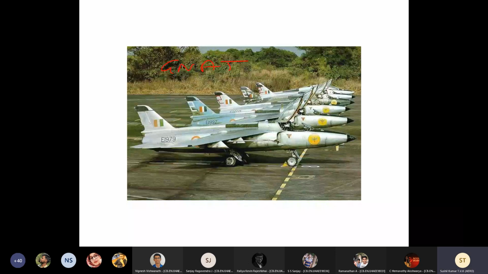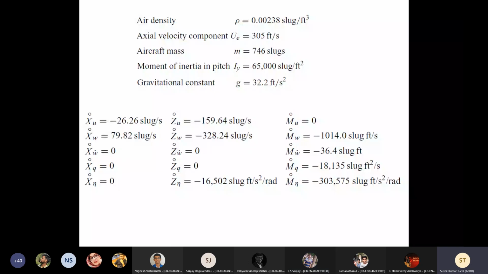For this starfighter, this is the data given. I think one of the groups did this F104. Who did this F104? Ramnath? No, sir, Sanjay. Okay, Sanjay. So that's a bit of history for your aircraft, F104. It didn't have very good history. The Americans claimed it to be one of the best aircrafts.